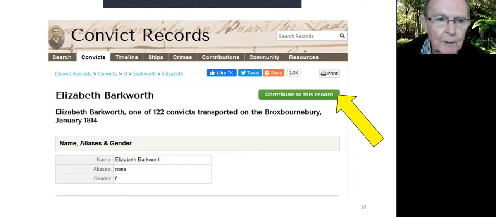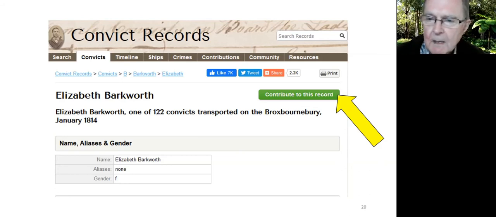Now we get a little bit more information about Elizabeth Barkworth. She was one of 122 convicts transported on the Broxtonbury, which arrived in January 1814. You'll also notice there's a button there where the arrow is, which says contribute to this record. One of the wonderful things about this particular site is that people who are interested in this particular convict can contribute more information about them. And you'll see an example of that in a moment.